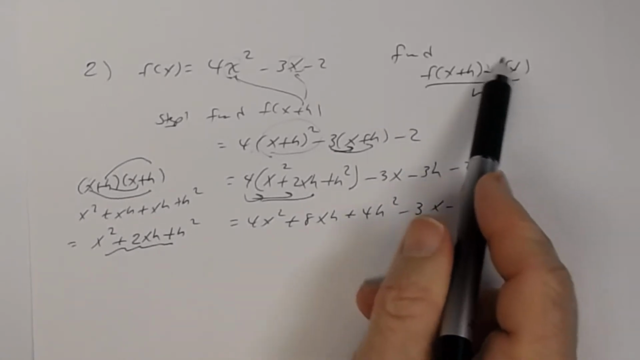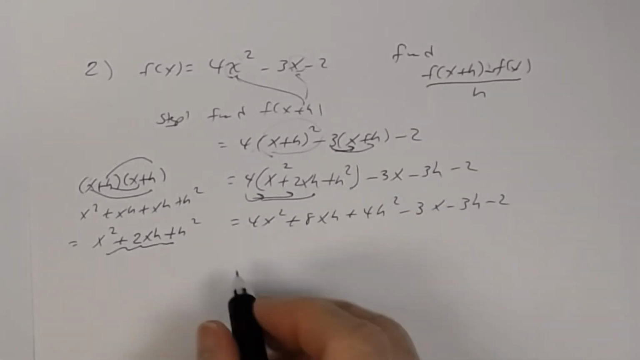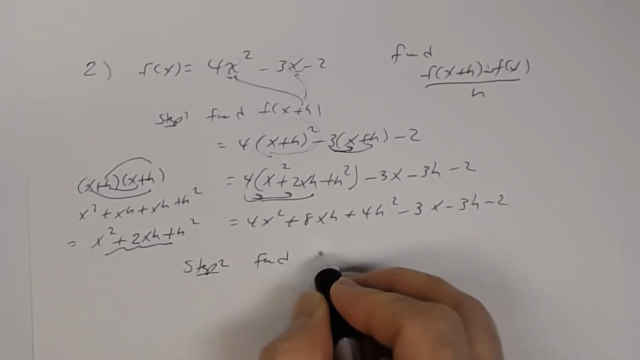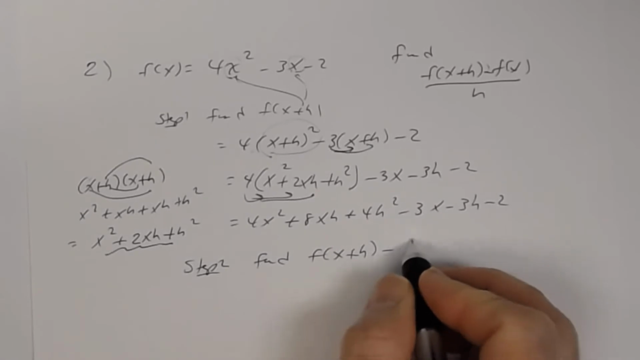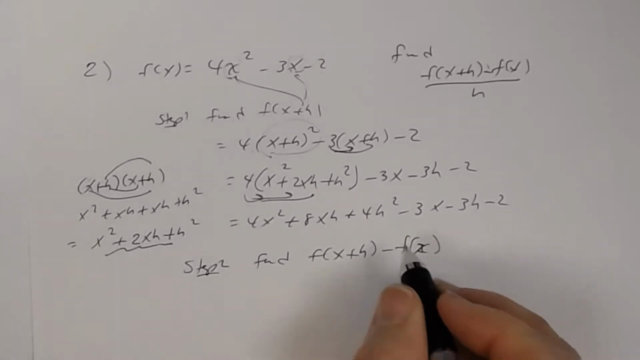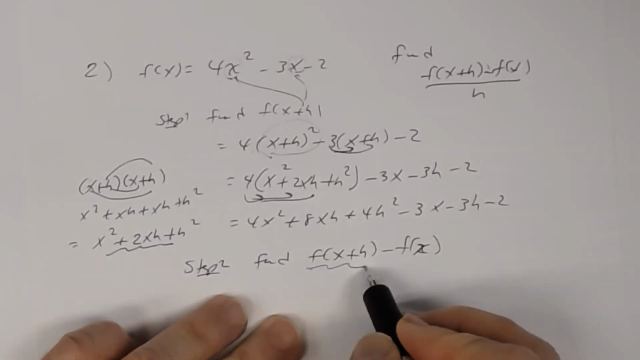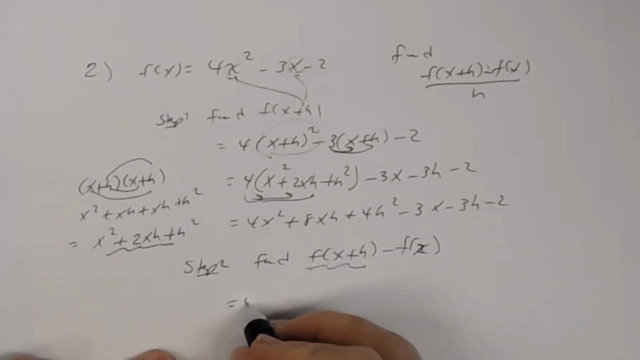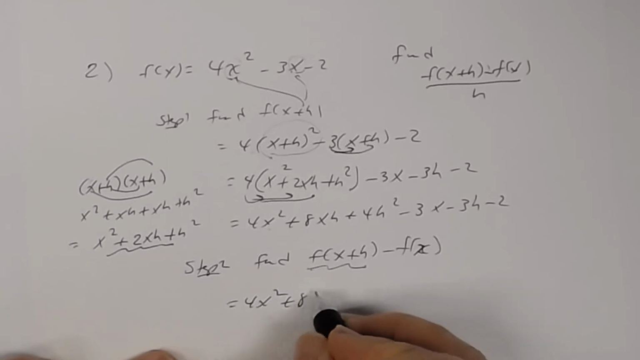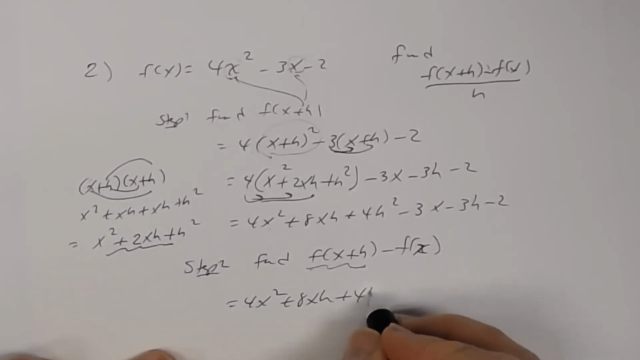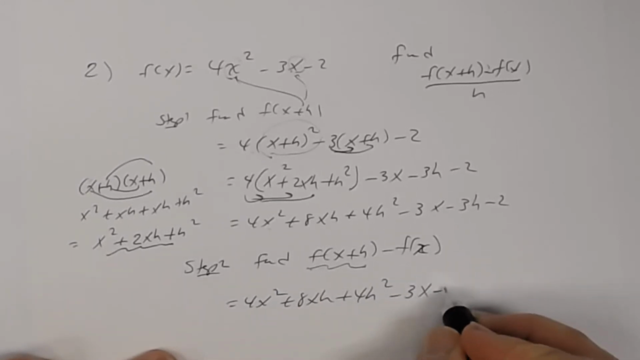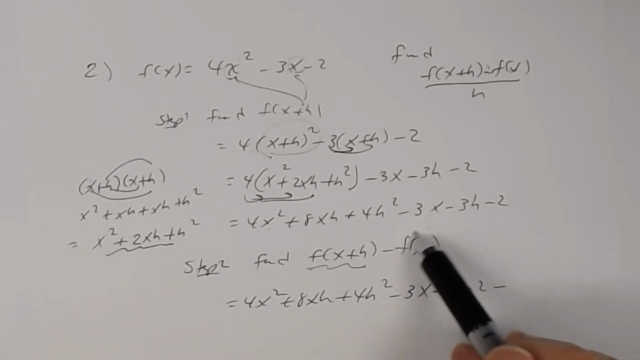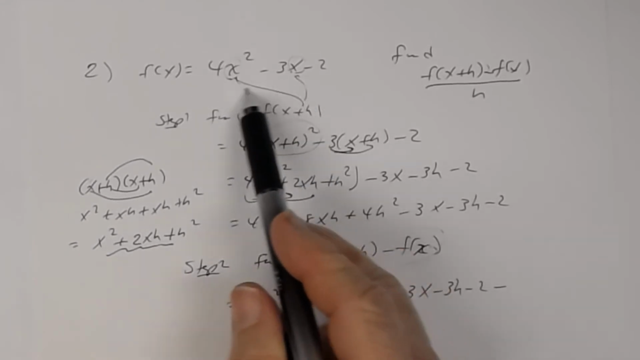Now we're going to find step 2, which is the numerator. So let's find step 2. So step 2 will be find the numerator. f of x plus h minus f of x. So remember, this part is step 1. You already found step 1. That's all these terms here. So rewrite it. So that's going to equal 4x squared plus 8xh plus 4h squared minus 3x minus 3h minus 2. And then you are subtracting f of x, which is your function.